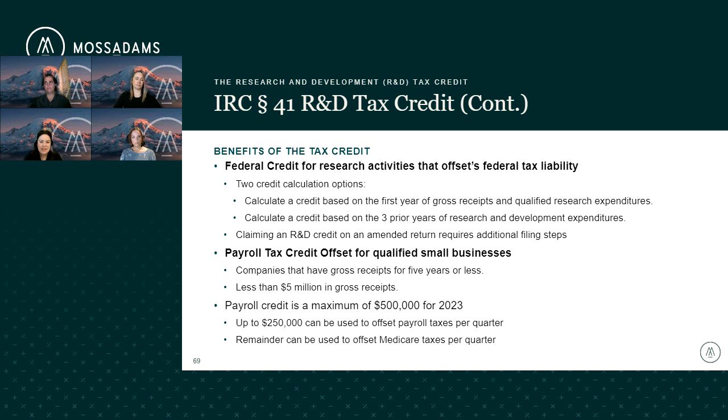So if you haven't been claiming this, please know that there are documentation requirements around claiming a current year credit, and you also have to look back a few years. But a big opportunity comes in the form of a payroll tax credit offset. These are for companies that have less than 5 years of gross receipts, as well as less than $5 million in gross receipts. Right now, the payroll credit maximum is $500,000 for 2023. $250,000 of that can actually offset your FICA or Social Security tax, and then the remainder can offset Medicare tax. So, a pretty large opportunity if you're eligible.